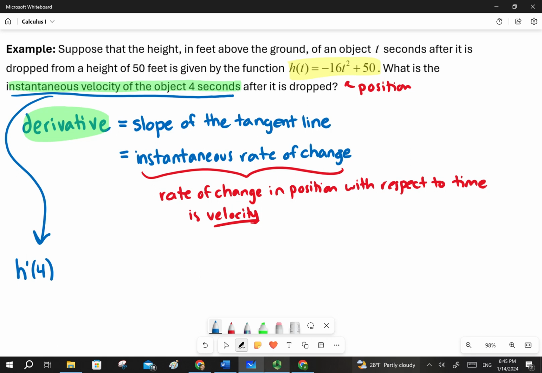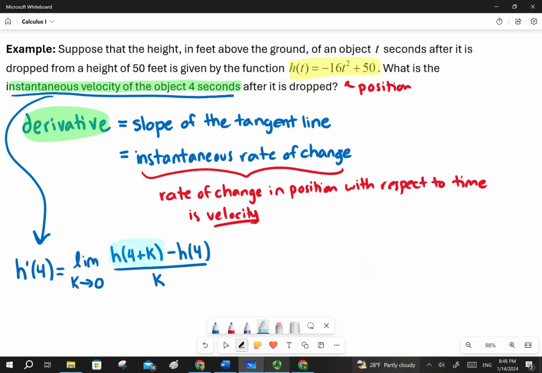Until we learn the rules of derivatives, which will allow us to calculate derivatives much faster, we need to use the definition of the derivative. To avoid confusion here with the height h and our typical interval length h, I'm going to use k in place of h in the limit. So h prime of 4 equals the limit as k approaches 0 of h of 4 plus k minus h of 4 all over k.